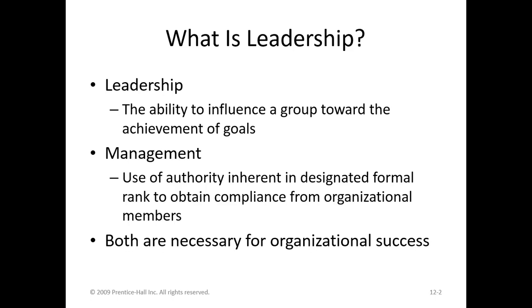Leadership is the ability to influence a group toward the achievement of goals. Management is the use of authority inherent in designated formal rank to obtain compliance from organizational members. Both are necessary for organizational success. So this is very simple. The person who can influence the group toward the achievement of goals is known as the leader.